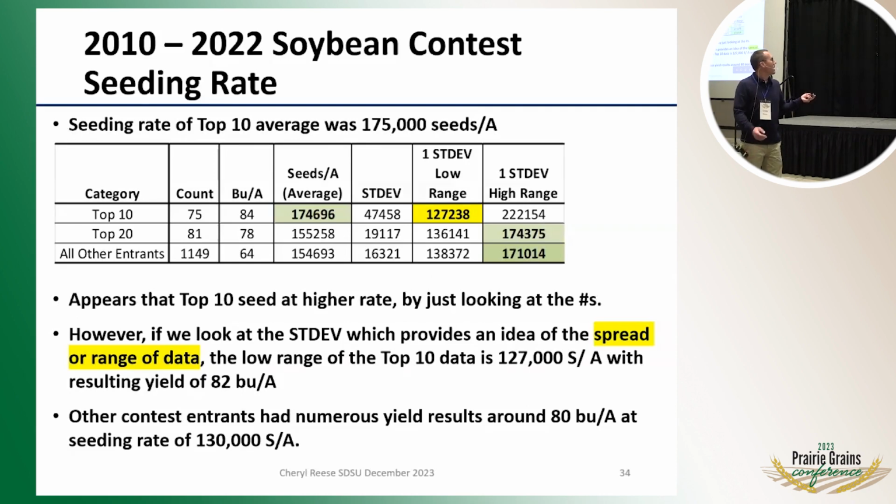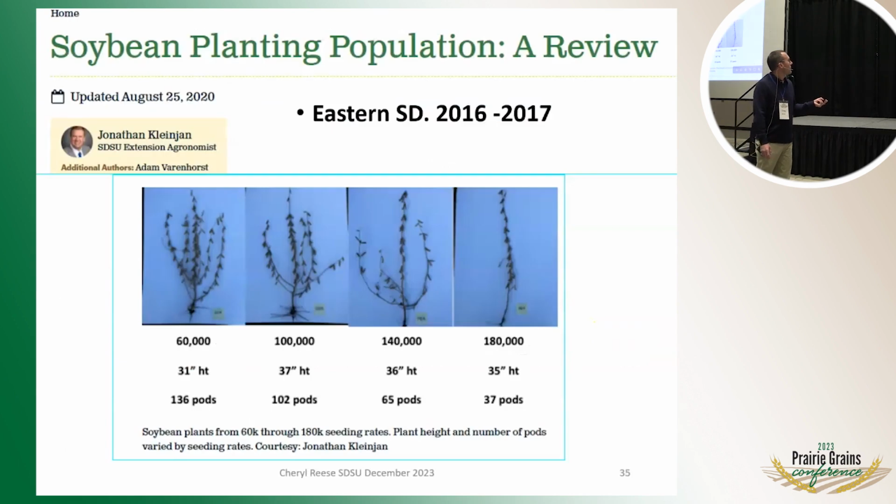So the seeding rates, again, we're going to start at the ground level, just kind of getting an idea what's going out there, looking at the yield contest winners. Nothing scientific here, but when we look at our top 10, our elite ones, it looks like they're using about 175,000 an acre, compared to the rest of the field, which is about 155. So maybe there's something there.